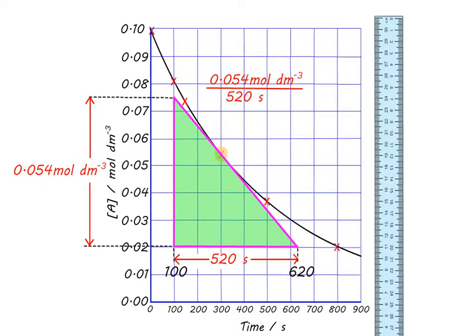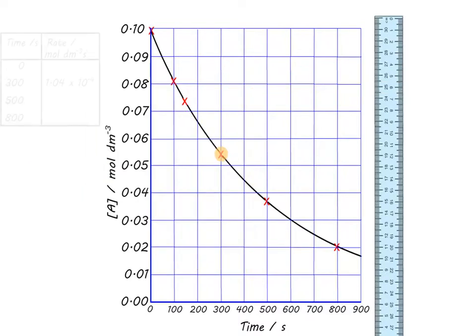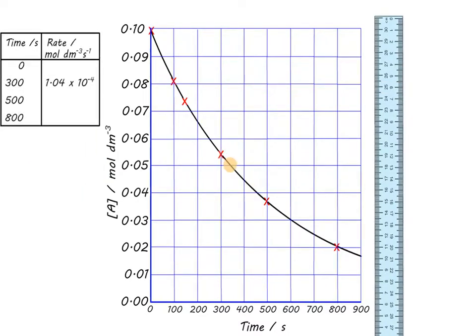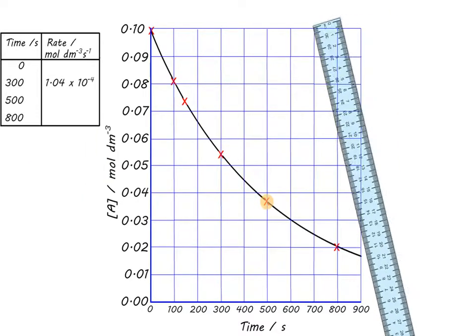And if we divide 0.054 moles per decimeter cubed by 520 seconds, it will tell us that the rate of reaction is 1.04 times 10 to the minus 4 moles per decimeter cubed per second. We can do the same at various points along the curve to find how the rate changes with reactant concentration.